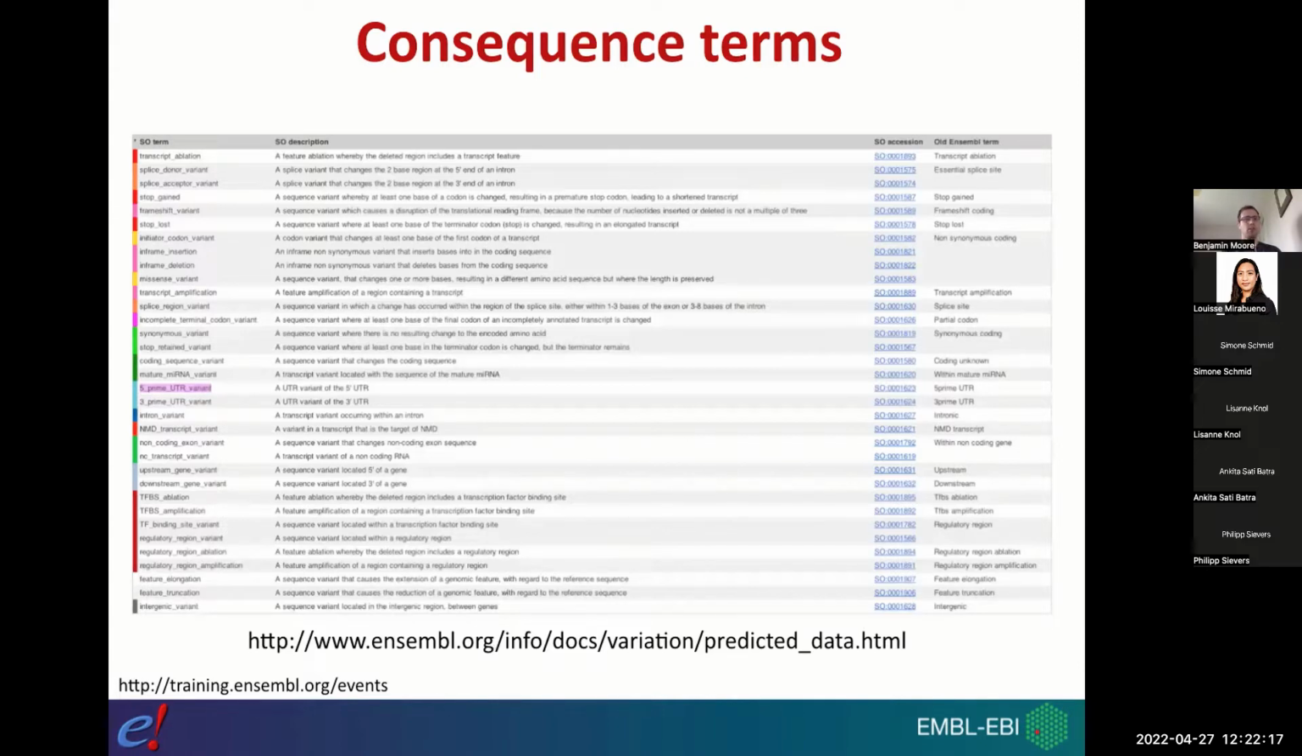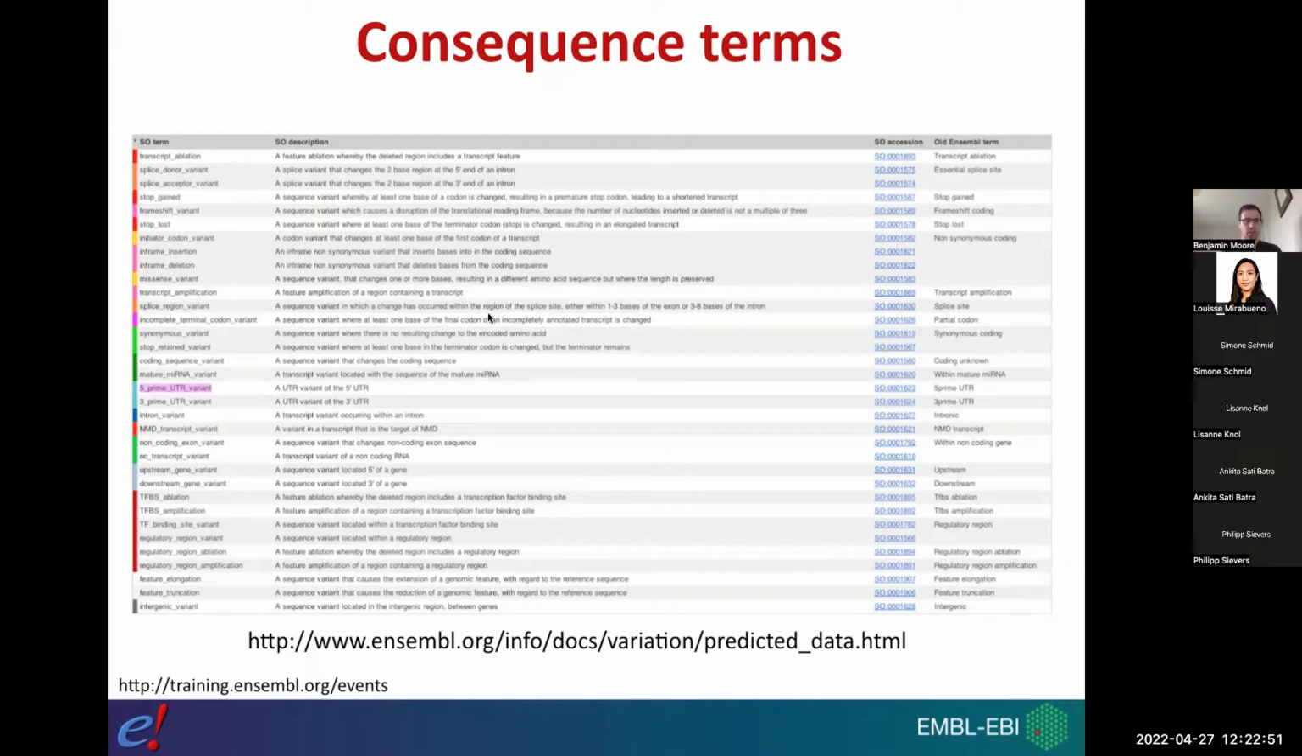Just how Louise yesterday described the gene ontology, which was a standardized vocabulary of terms that describe gene function, sequence ontology is a standardized vocabulary of terms that describes the sequence-based changes. I don't expect you to be able to read or remember this whole table, but the idea is that we have these different sequence ontology terms that you can see here in the left-hand column that are matched up with a description and a specific sequence ontology ID.